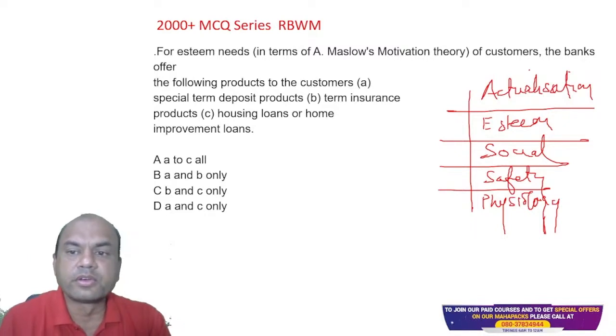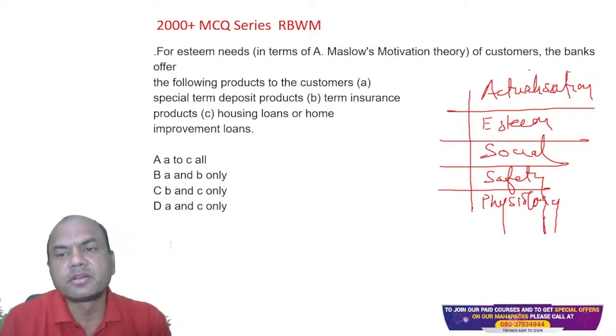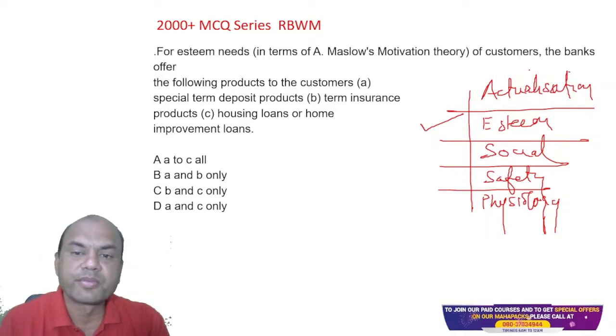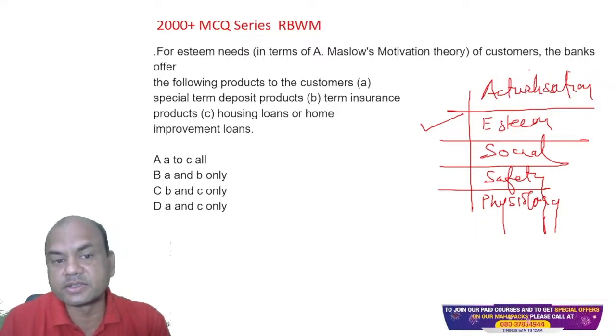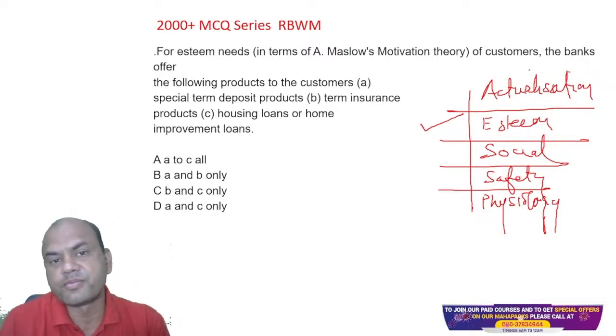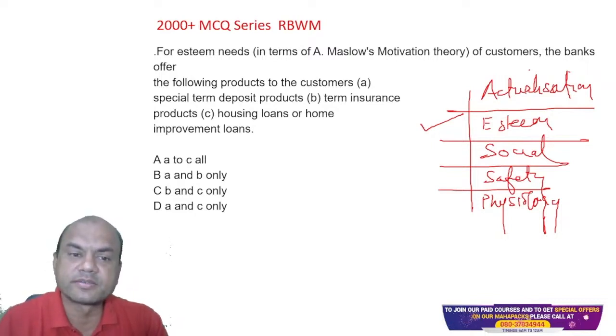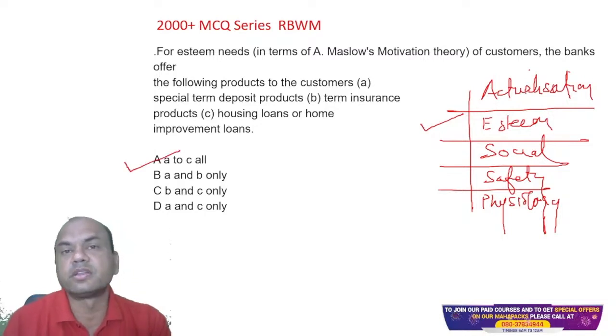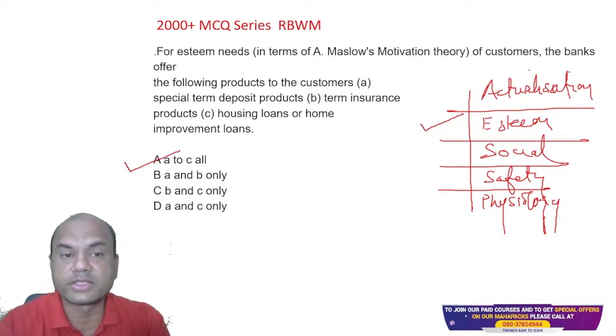So coming back to the question, for esteem needs of the customers, esteem is this fourth one. We are talking of this now. Banks offer special term deposits, term insurance products, housing loans, or home improvement loans. So what do we offer for these rich guys? All of them may be offered. Just check this. Type in the comment section. Is it A to C all, B, A and B only, C, B and C only, or A and C only? What is the answer? Type fast in the comment section. Yes, it is A, A to C all. Everything is offered for esteem needs.